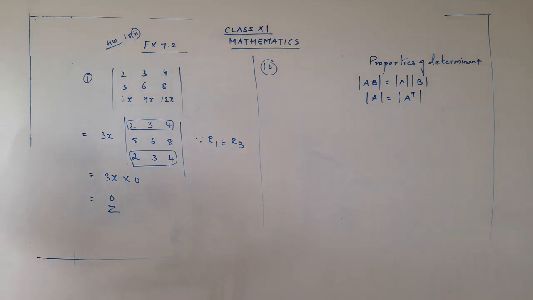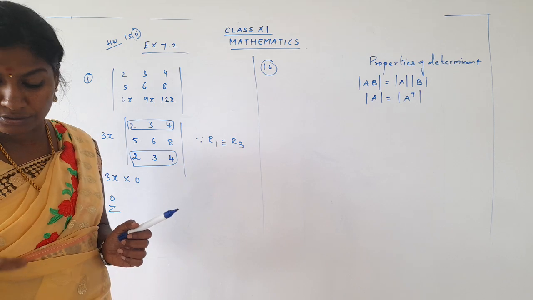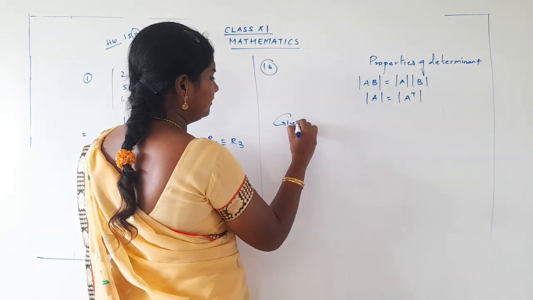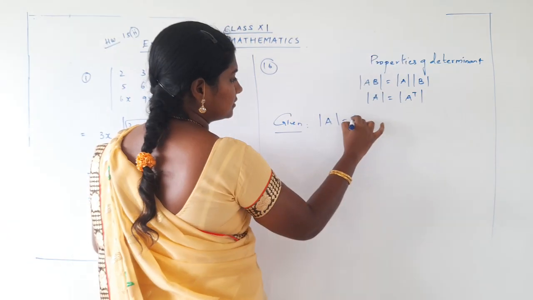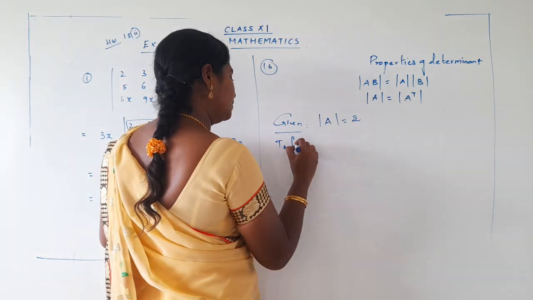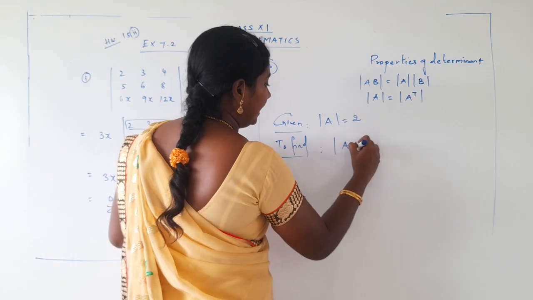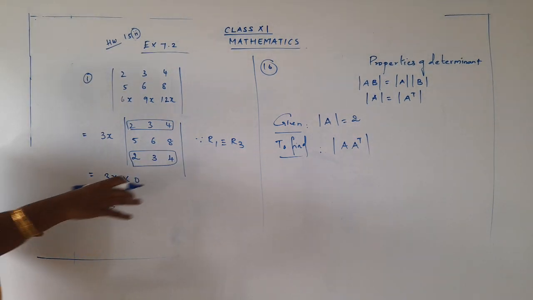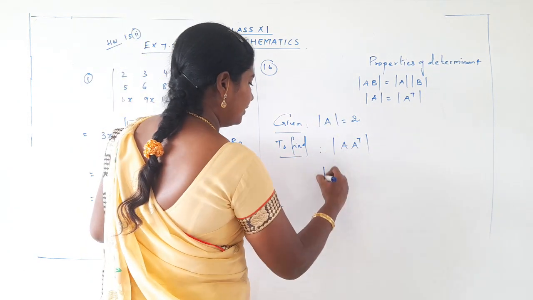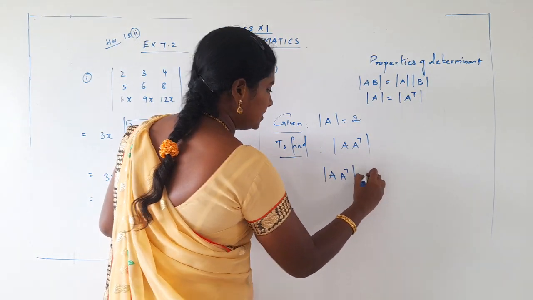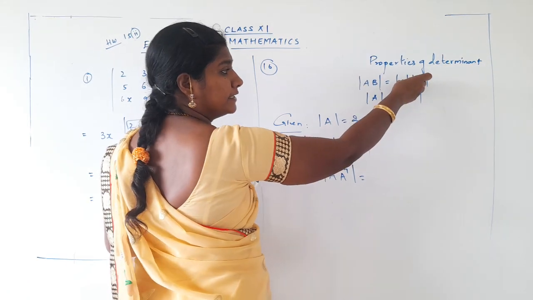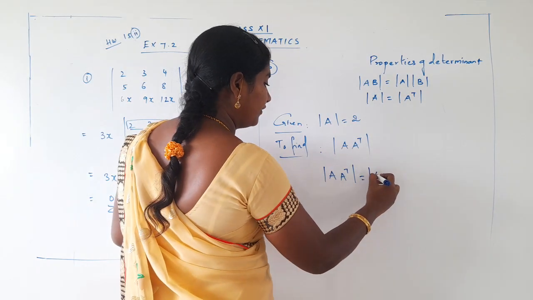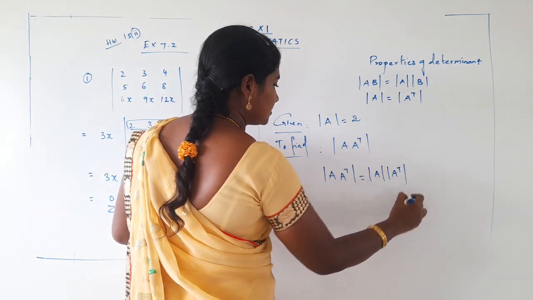Now what are we going to do? We are just going to use it. What is the question here? They are saying that determinant of A is 2 and we have to find out determinant of A transpose. So write down: given determinant of A is 2, find determinant of A transpose. See here, if it is determinant of AB, it is determinant of A, determinant of B. If it is determinant of A transpose, it will be determinant of A, determinant of A transpose.